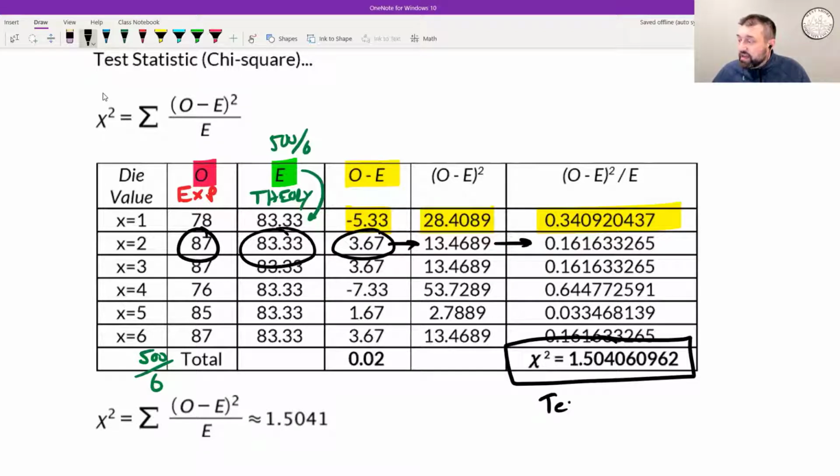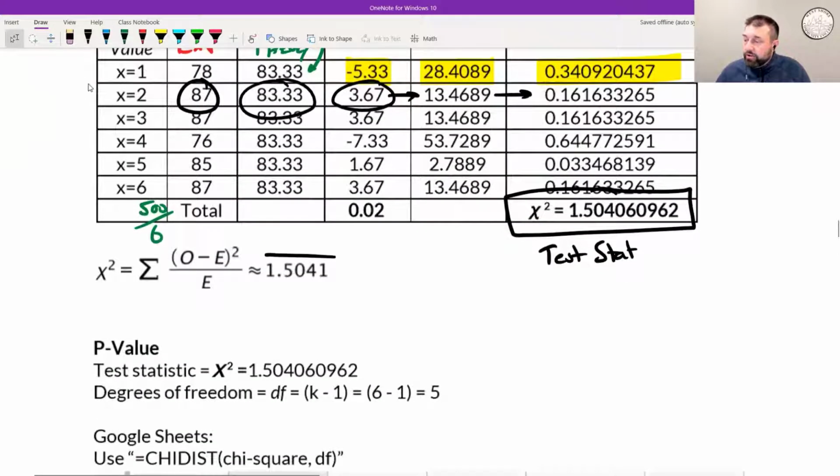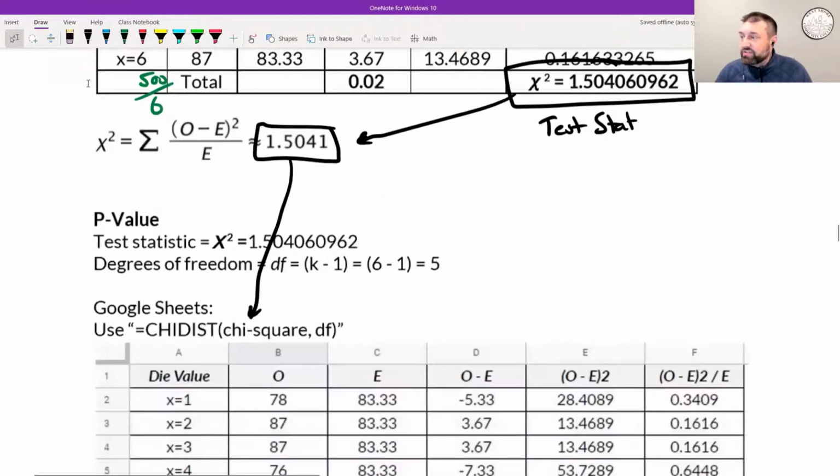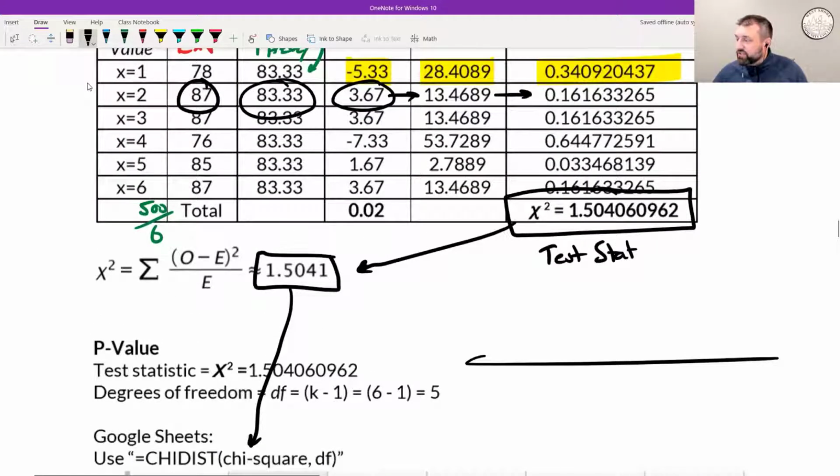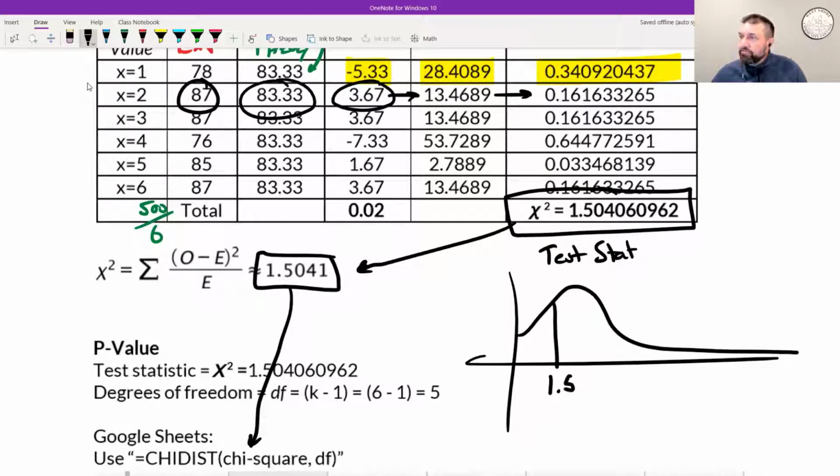This is chi-squared. You're going to take that chi-squared value and plug it into chi-dist. And so if we were to graph this, here is our tsunami distribution, and we have a value at 1.5, and chi-dist is going to give us the area above that target.